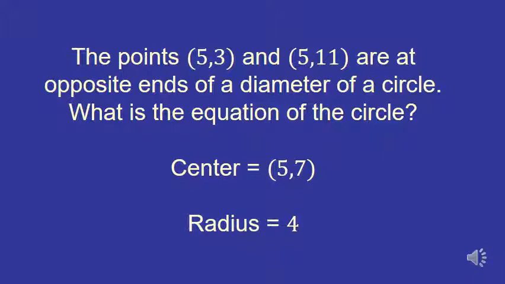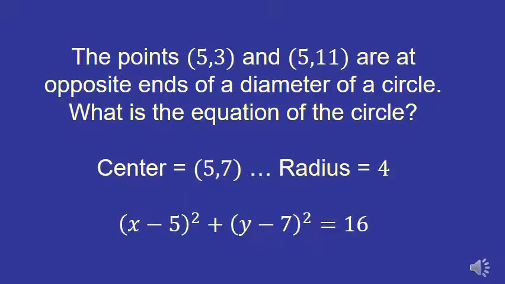Once I know the center, I could use the distance formula to figure out what the radius is. I can also think, gee, to get from 7 to 11, I've got 8, 9, 10, 11, that's 4 more, and so the radius must be 4. So our center was at 5, 7, our radius was 4, and that means the equation's got to be x minus 5 squared plus y minus 7 squared equals 16.